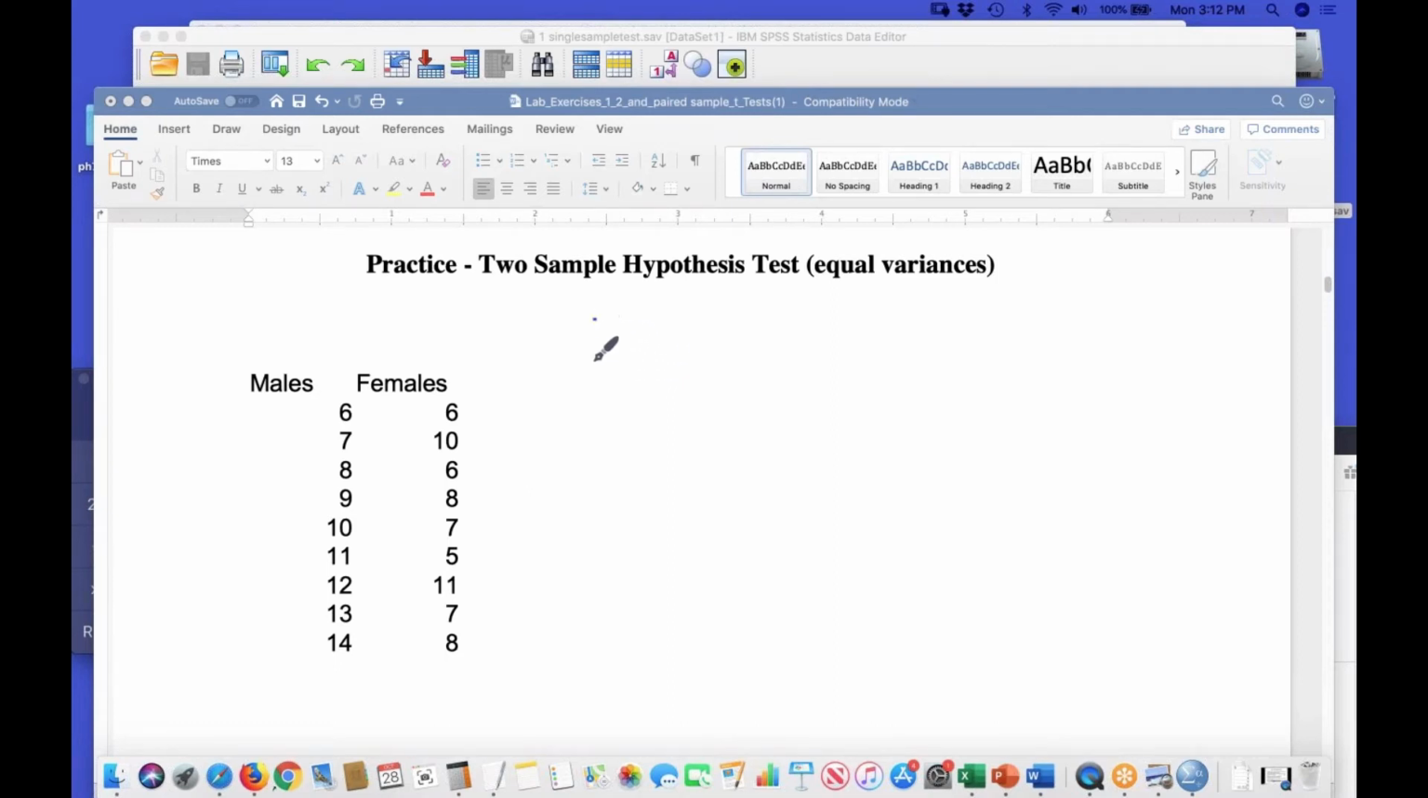So I'm going to say my null hypothesis is that the mean for males is equal to the mean for females. And I'm going to say my alternative hypothesis is that the mean for males does not equal the mean for females. Now, this is called a 2-sided test. It's a 2 sample t-test, but it's also called a 2-sided test.